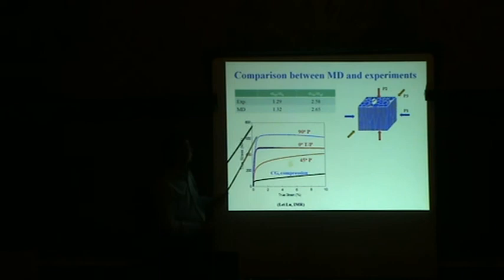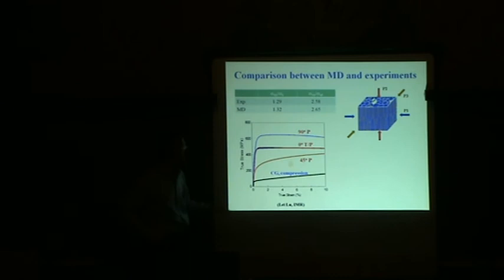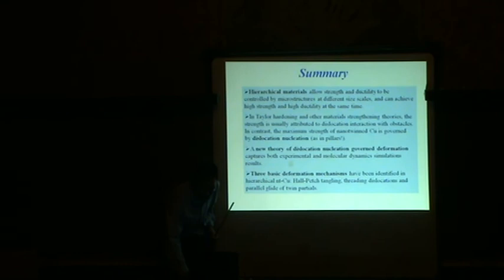Now, we can compare our simulation with experiments. The ratio between strengths in the 90 degree direction and 0 degree direction in experiment is 1.92, and in our simulation it is 1.32. Between 90 degree and 45 degree direction, the experiment is 2.58, simulation 2.65. So the simulation and experiment agree pretty well. And we also went to TEM to refine the threading dislocations, as we found from the experiments. Okay, now let me just conclude my talk.